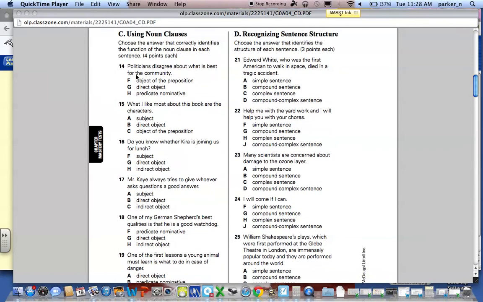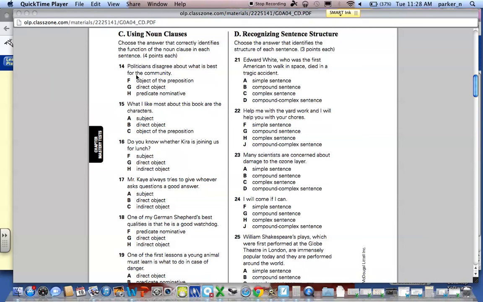But let's look at using noun clauses. So number 14, politicians disagree about what is best for the community. Look for your introductory word of your subordinate clause. What? What is best for the community? This is the object of a preposition. It's following the preposition about, and it's acting like a noun in the sentence.